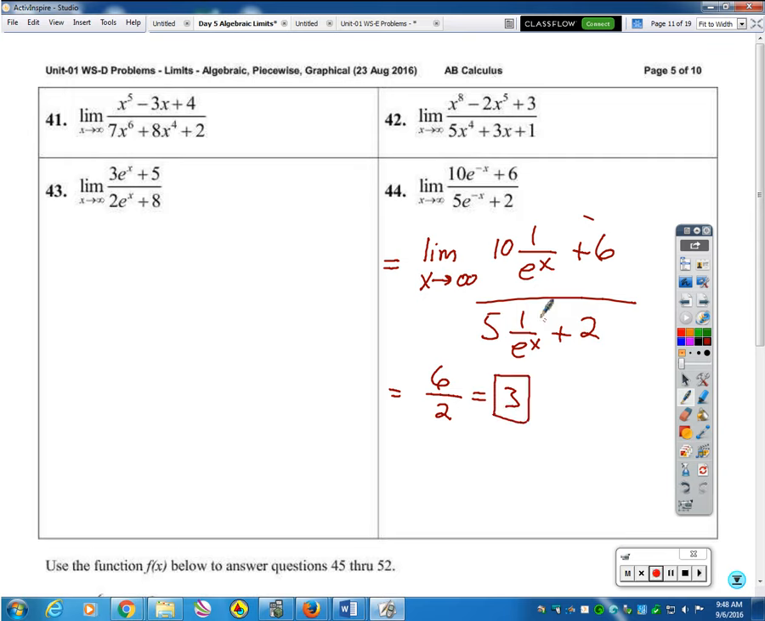Because this will do the same thing when x gets close to infinity, this will get close to 0, times 5 will be close to 3. So they won't ever cancel out because they're not the same thing. Like in the beginning problem, the e to the negative x, they won't cancel out. Divide like this, or equal to 1.